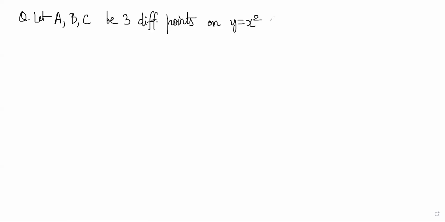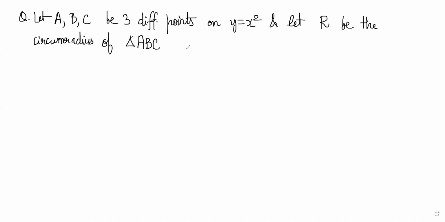This question says, let ABC be three different points on y is equal to x square, and let R be the circumradius of triangle ABC. Find the range of values of R.